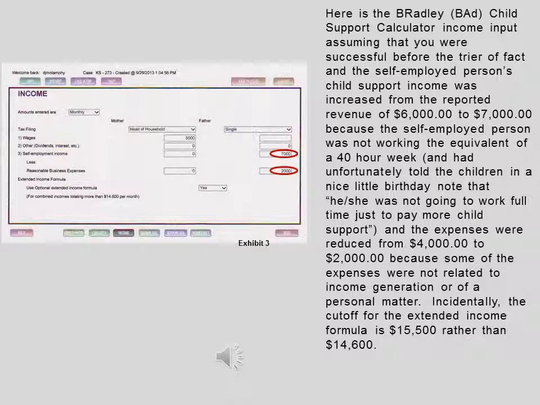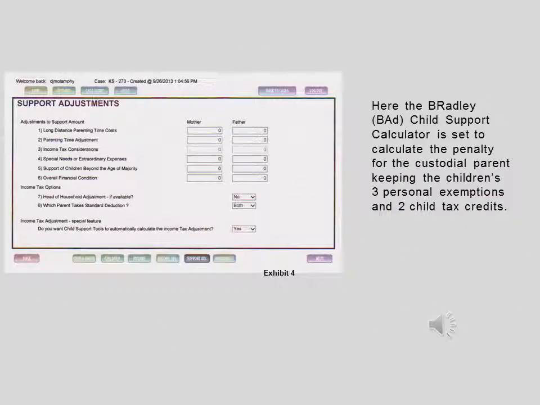Incidentally, the cutoff for the extended income formula is $15,500 rather than the $14,600. Here, the Bradley Bad Child Support Calculator is set to calculate the penalty for the custodial parent, keeping the children's 3 personal exemptions and 2 child tax credits.